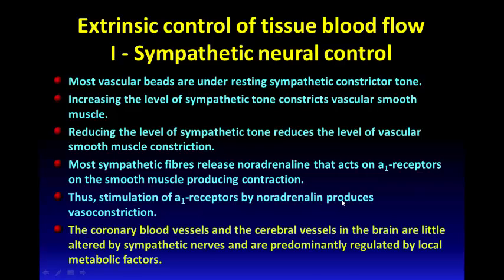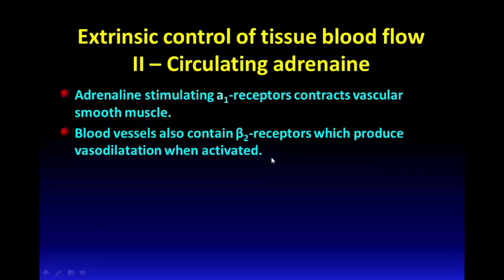The coronary blood vessels and the cerebral blood vessels in the brain are unique since they are little altered by the sympathetic nerves, and they are predominantly regulated by the local metabolic factors.